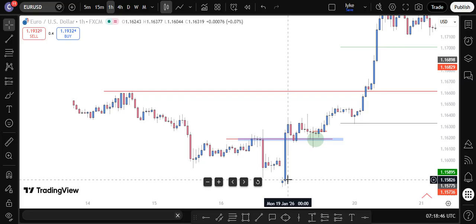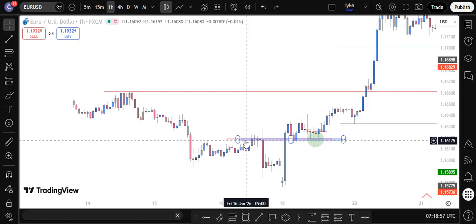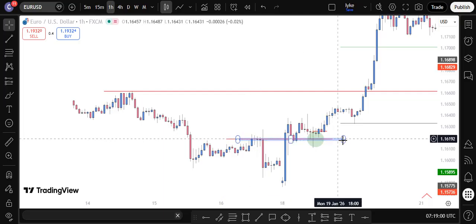Price broke the previous lower high. That's the first indication. Second, I highlighted that the bodies of the previous lower high are always a strong level of support or resistance. So at this moment, price broke above the previous lower high, so it now becomes a valid support area.